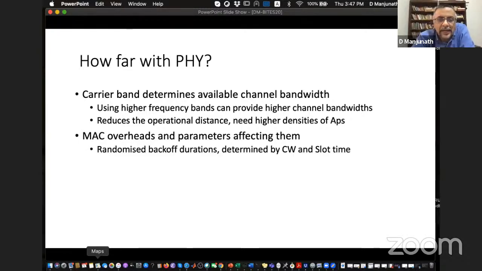There are also, many times if there are collisions, back-off durations and so on, which are determined by what is called the slot time. Again, the collision window and the slot time.